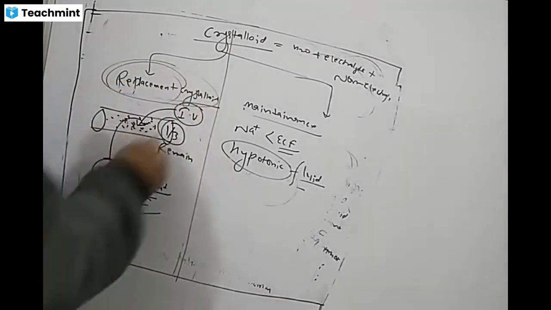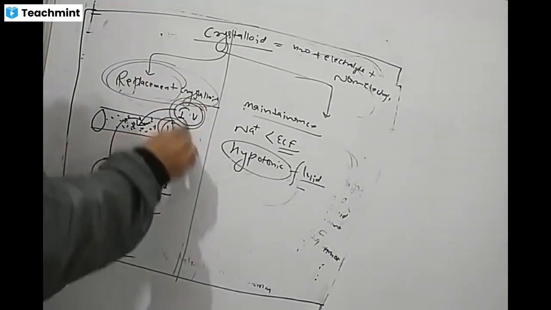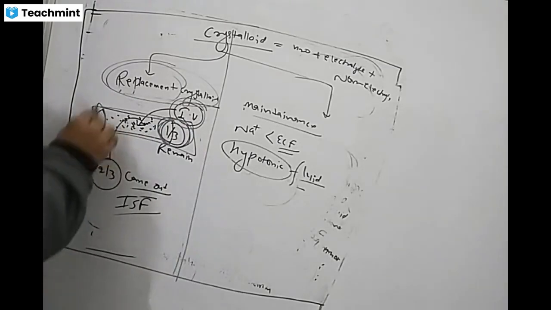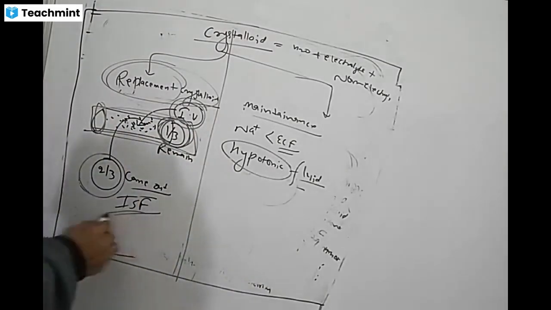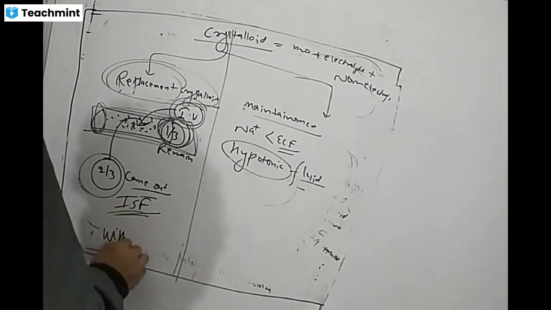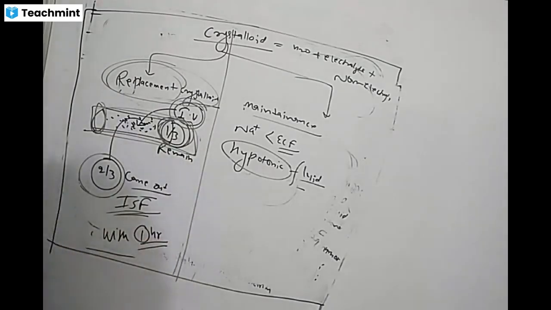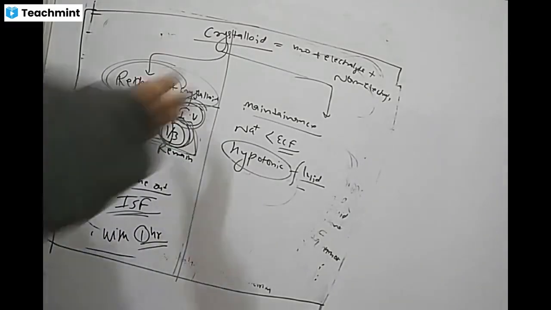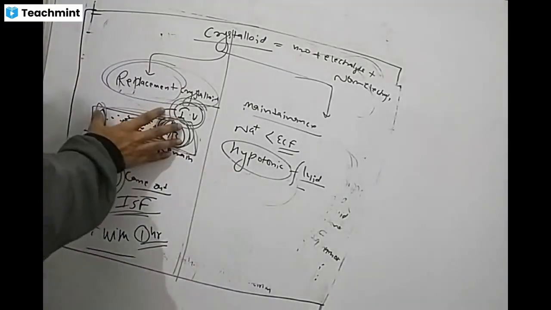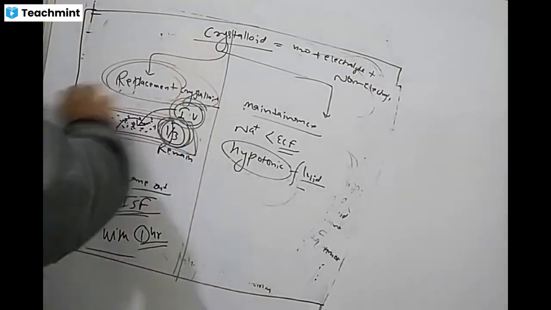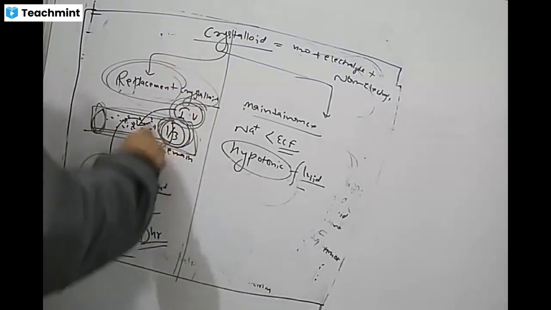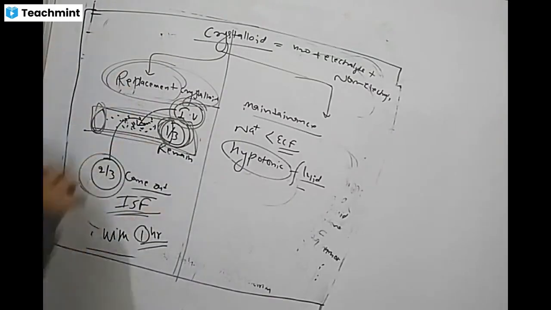So if you infuse replacement crystalloid through the IV route, only one third will remain in the plasma or intravascular compartment. Two thirds will come out into interstitial fluid within one hour. Whatever fluid you have infused, one third will remain here, two thirds will come out. So we need a large volume of replacement crystalloid to maintain the volume inside the intravascular compartment, because two thirds is going out and only one third is remaining.